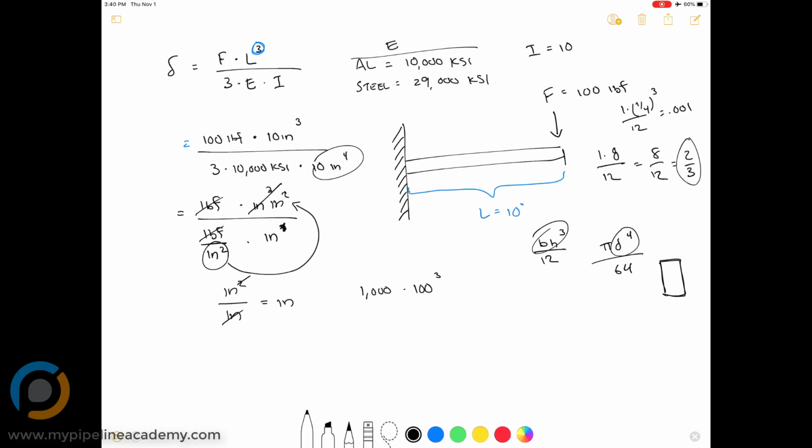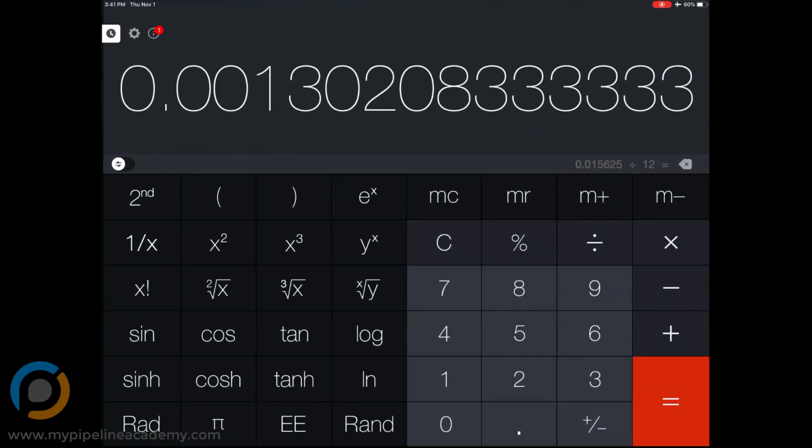100 inches cubed divided by 3 times 10 million, because we're going from KSI down to just PSI, and then times I, instead of I equals 10, we're saying I equals 0.001. Okay, so now what do we have here? We've got 1,000 times 100 cubed. Whew, that's going to be pretty big.